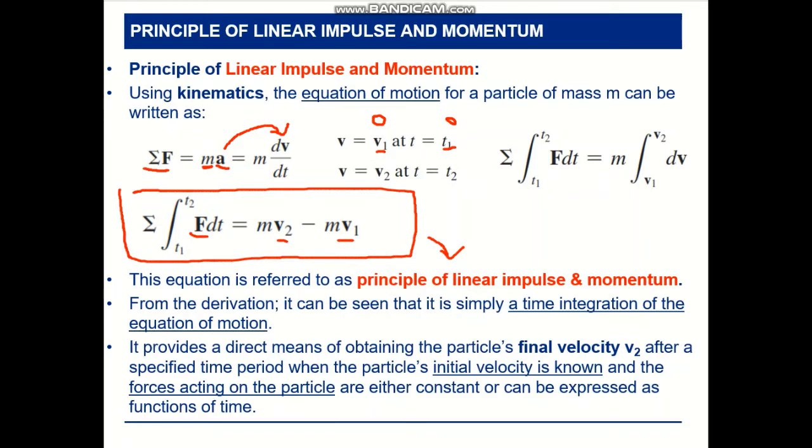So if the force is constant, we can say F delta t is going to be m times v2 minus v1. But if it is a function of time, we need to take the integral. Then after that we can apply this equation.